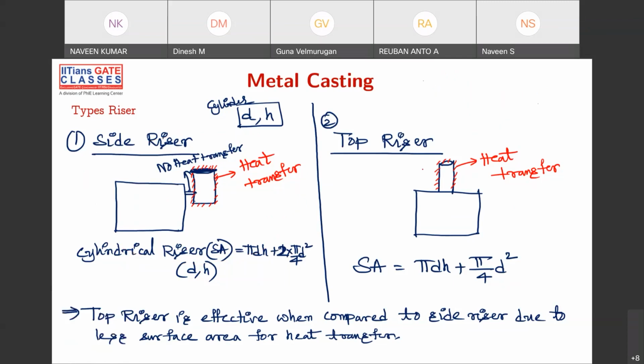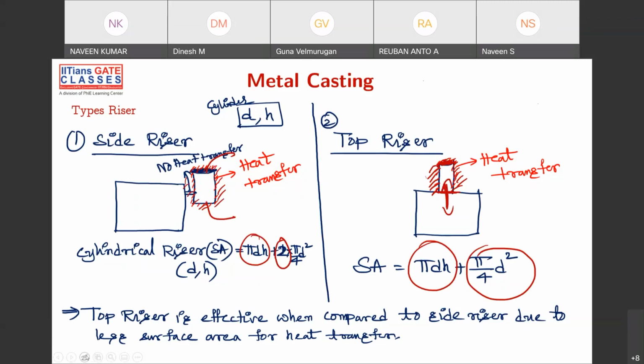If you are putting a top riser, this bottom part will not be considered as your surface area because it is connected to the casting. Surface area is the area at which the heat transfer is happening. So the heat transfer is happening at these points only. That is the reason for pi d h plus pi by 4 d square, where pi by 4 d square is the top one. But in this case, the full total is your heat transfer area. So surface area will be pi d h plus 2 into pi by 4 d square, top one and bottom one. Here the bottom is not contributing to any heat transfer because it is directly connected to the casting. Okay, that is the important point that you have to take care of.